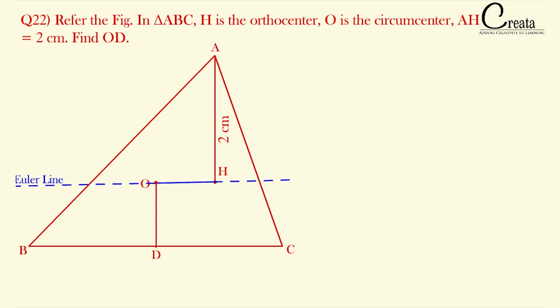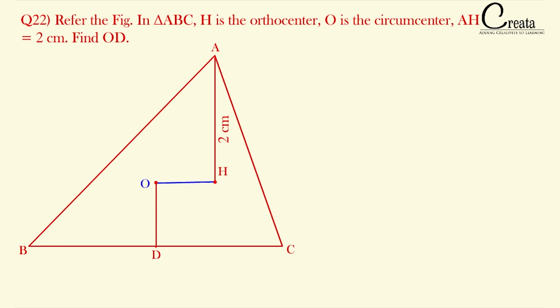It means that point G, that is the centroid, will be somewhere on this line. The points O, G and H lie on the Euler line. So the point G must be between point O and point H on this line. Let's try to locate the point G.